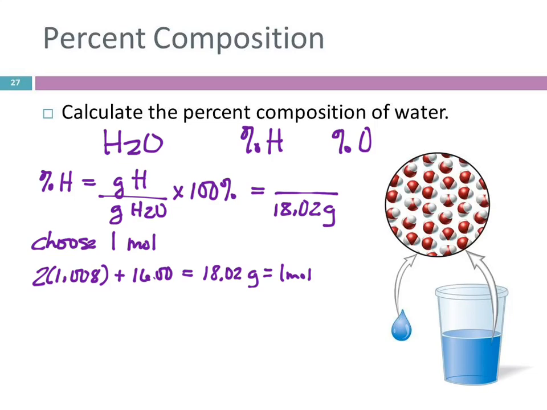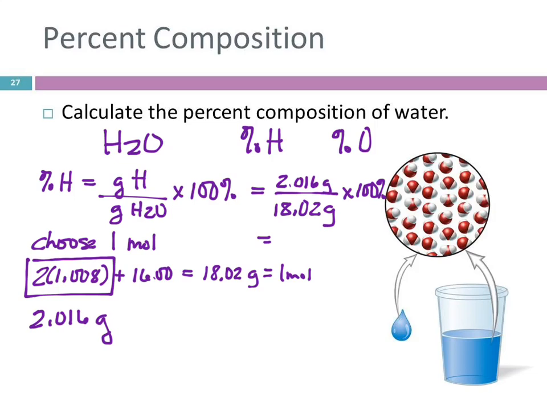What's the mass of hydrogen in 1 mole? It's this part right here. It's that much hydrogen plus this much oxygen. So this is the mass of the hydrogen, right? That's 2.016 grams of hydrogen. So I'm going to put that up here, 2.016 grams. And then we have to multiply by 100. 2.016 divided by 18.02 times 100. I get 11.2% hydrogen.